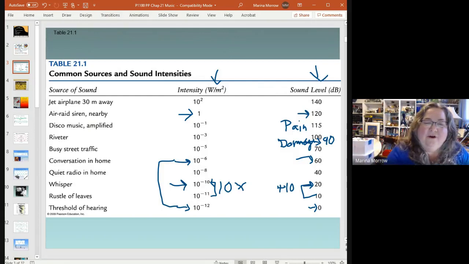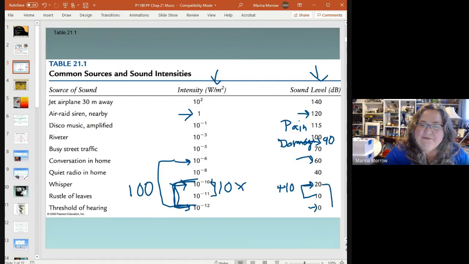Okay, if we go from 10 to the minus 12 to 10 to the, well, let's, yeah. We go from here to here. Okay, we have gone up 10 times 10. We've gone up 100 times more energy, right? So 100 times more energy. But over on this, we've just gone from 0 to 20.